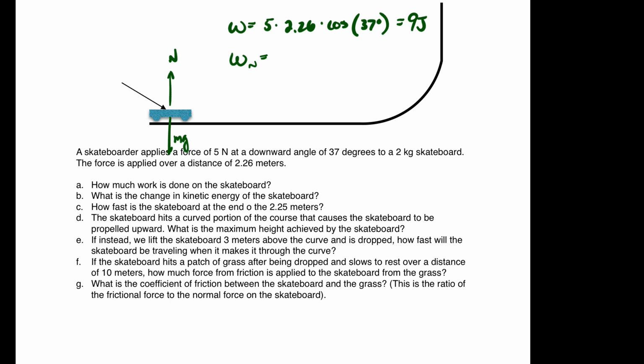Yeah. How much work did the normal force do? It is 0, because the normal force is perpendicular to the displacement. How much work does gravity do? 0, because gravity is perpendicular to the displacement. All right, so this is the total work done on the car. That means the car now is over here, and it has 9 joules of energy.